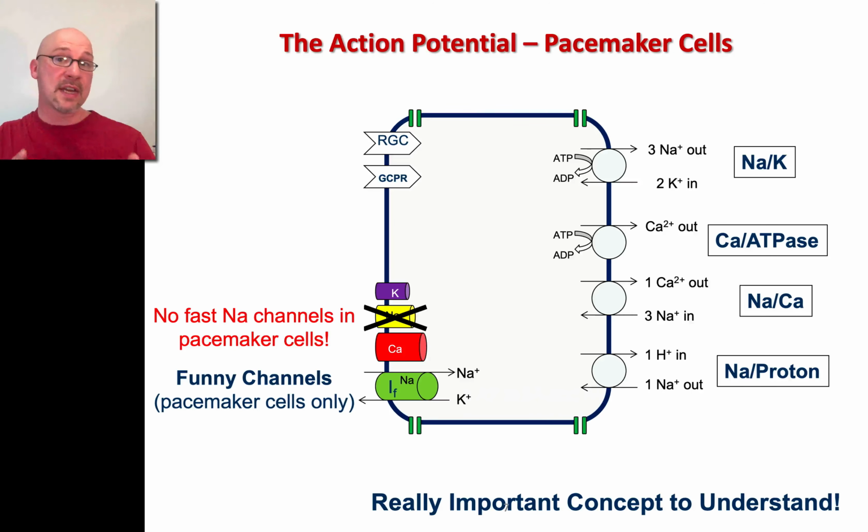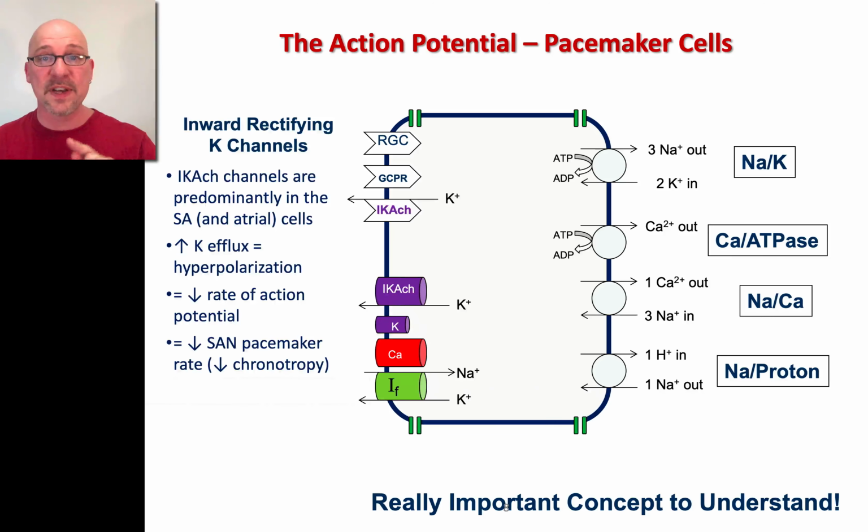So if we take a look at this picture we had before, this is now a picture of an SA node myocyte, a sinoatrial myocyte. And we don't have the fast sodium channels, and that's why we don't have that phase of depolarization. So we have the funny channels, and the funny channels allow some sodium in and some potassium out. And the receptor-gated channels and the G-coupled protein and our pumps and our exchangers all work the same way, but we've got these funny channels.